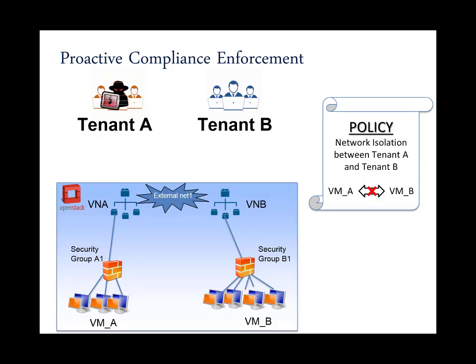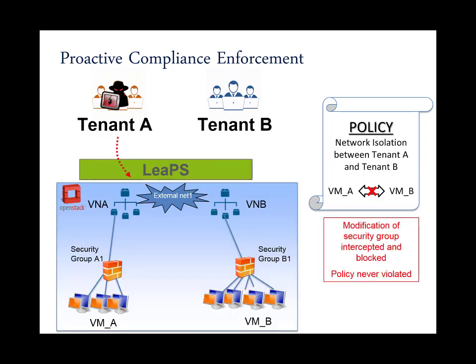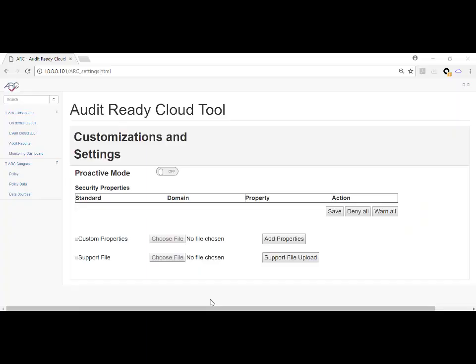Now let's move on to the last stage where we present proactive auditing. As opposed to what we had before in retroactive auditing, the proactive auditing module LeaPS, for the same scenario, would intercept and block any modifications to security groups which violate the security policy of network isolation. Therefore, no compliance breach will occur. Let's see proactive auditing in action.